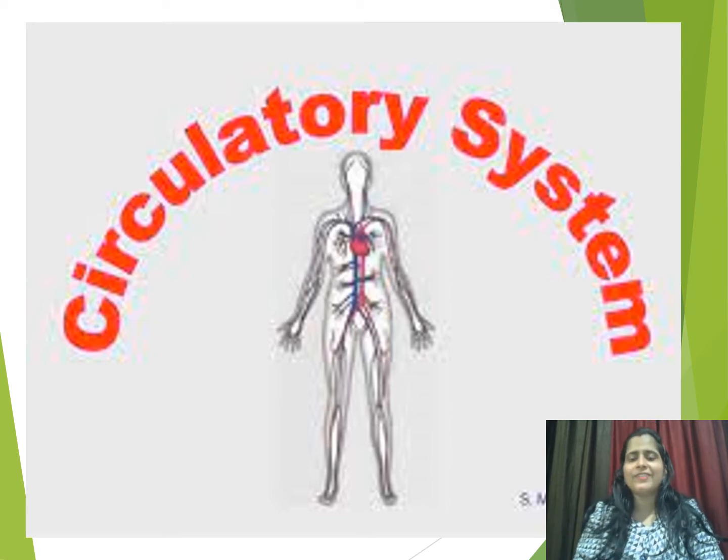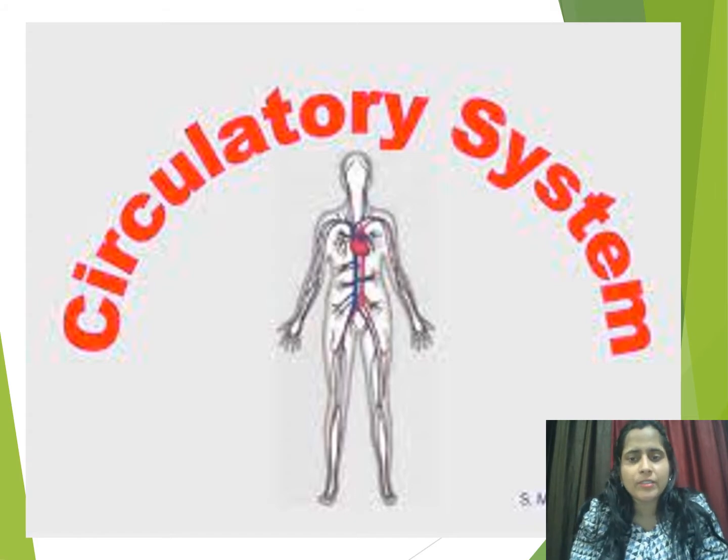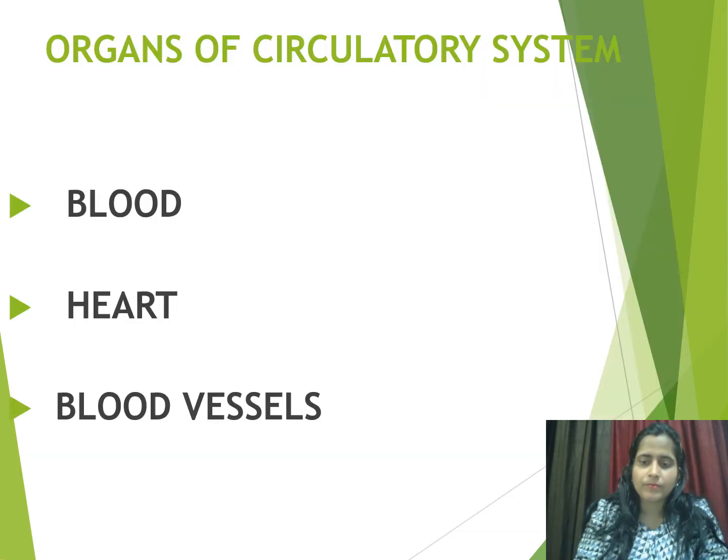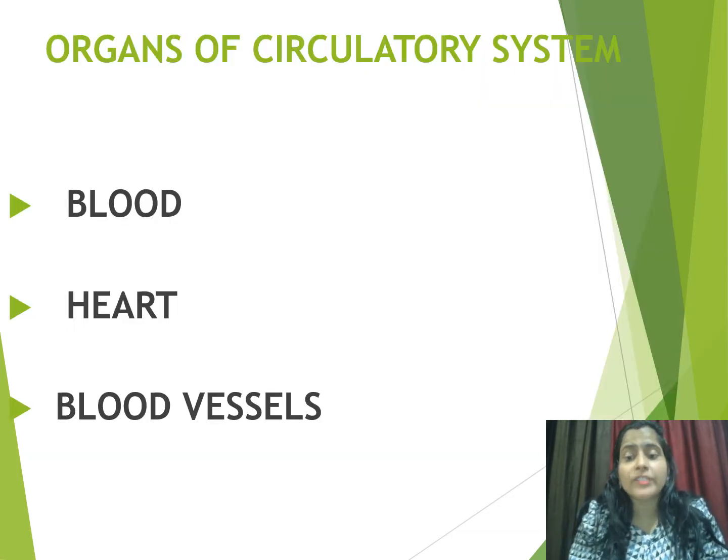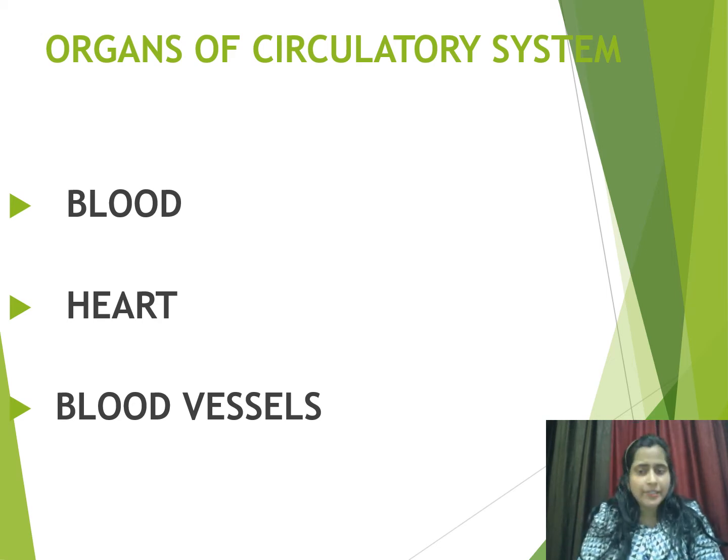Now, what is circulatory system? Any guesses? Yeah, circulatory system is the system through which the movement of minerals and nutrients takes place in our body. What are the organs involved in the circulatory system? Blood, heart, blood vessels. Okay.